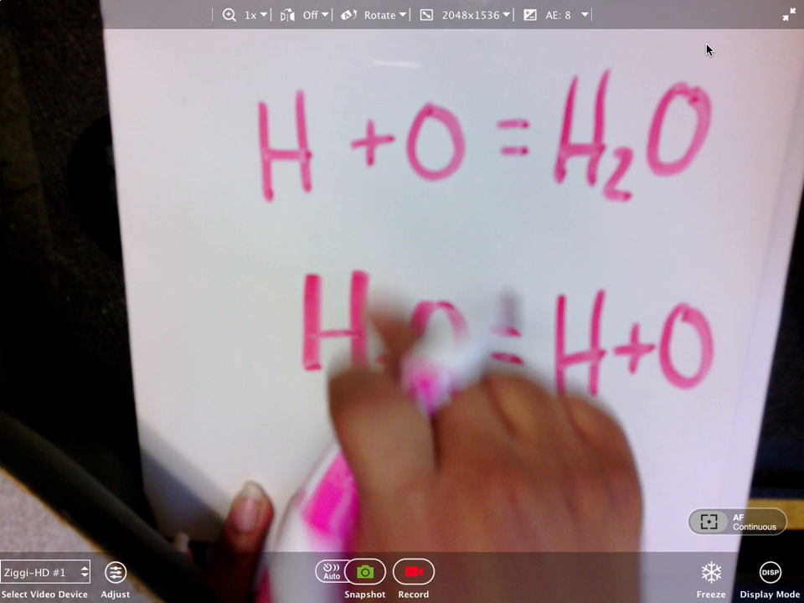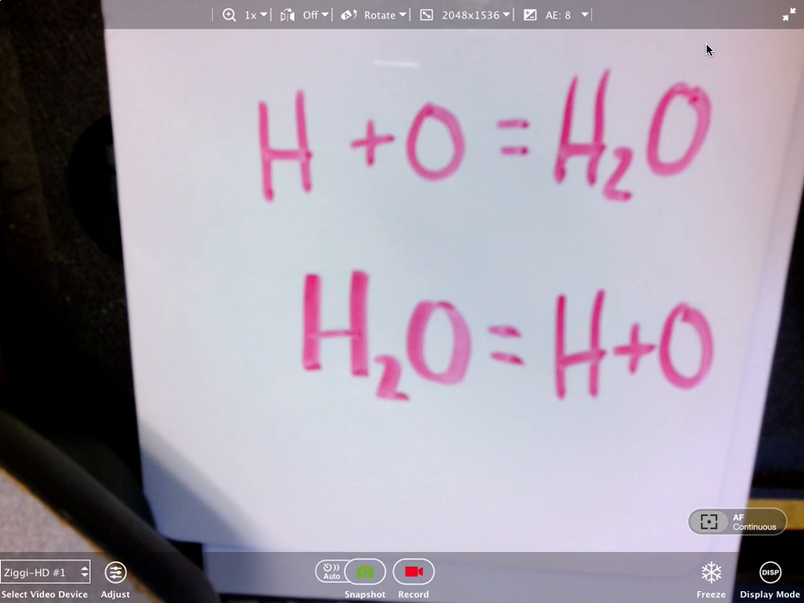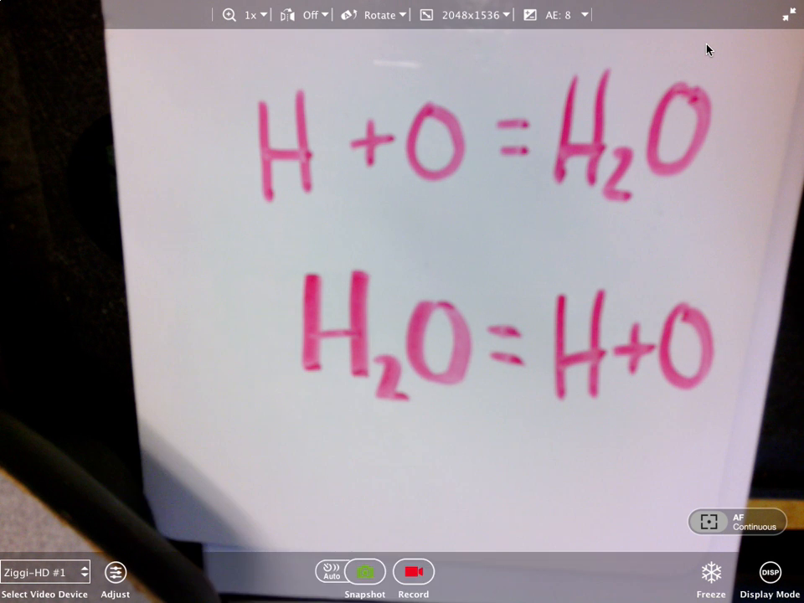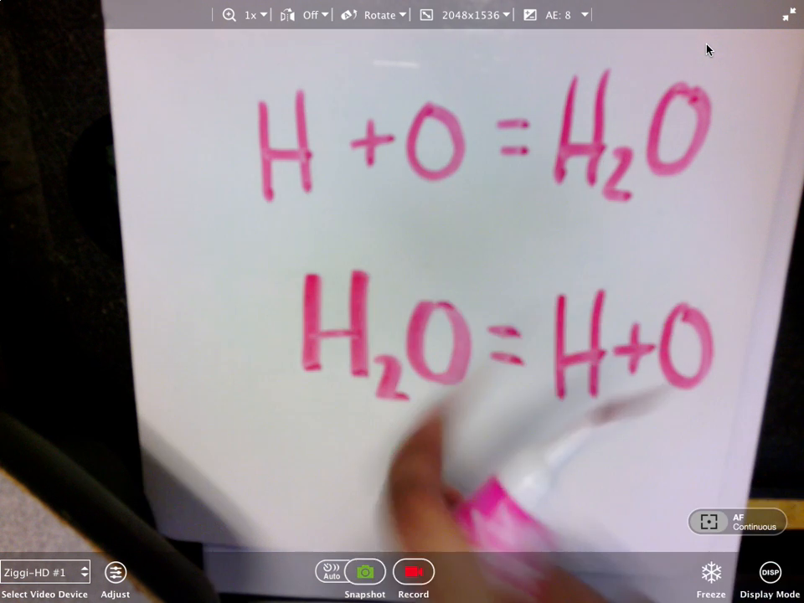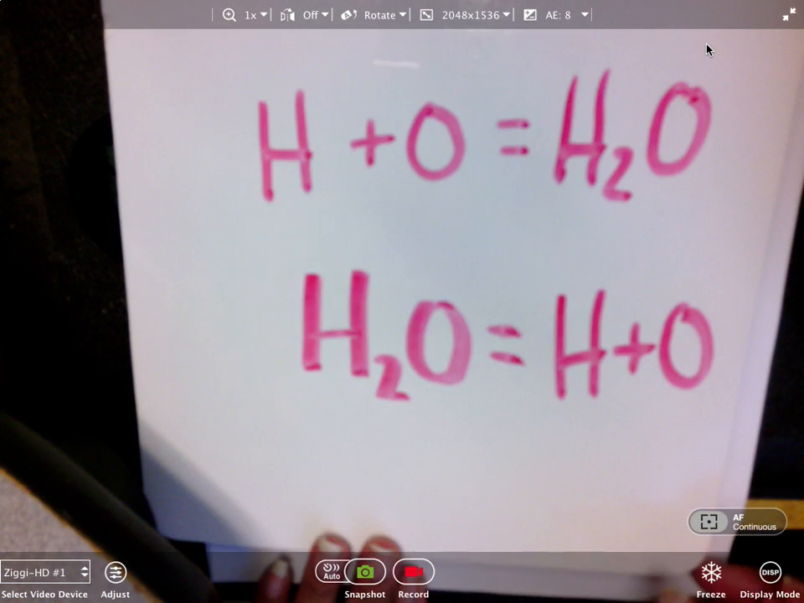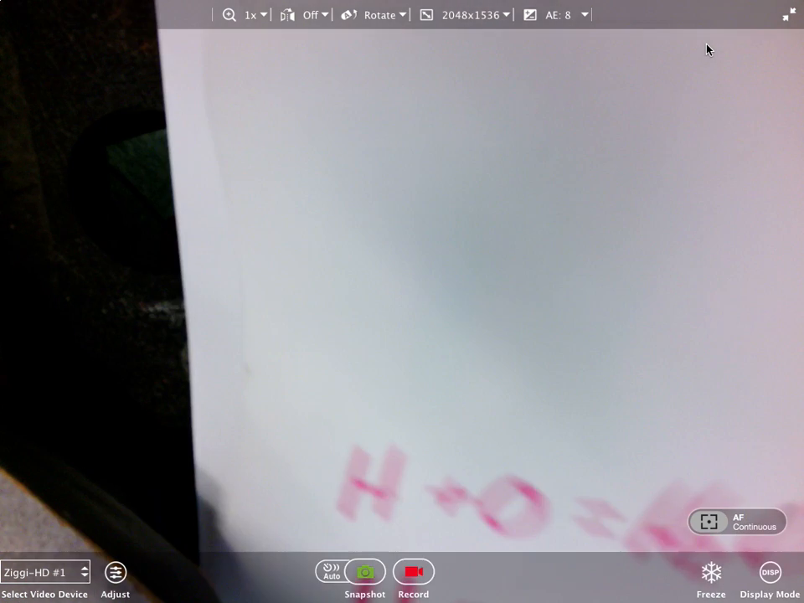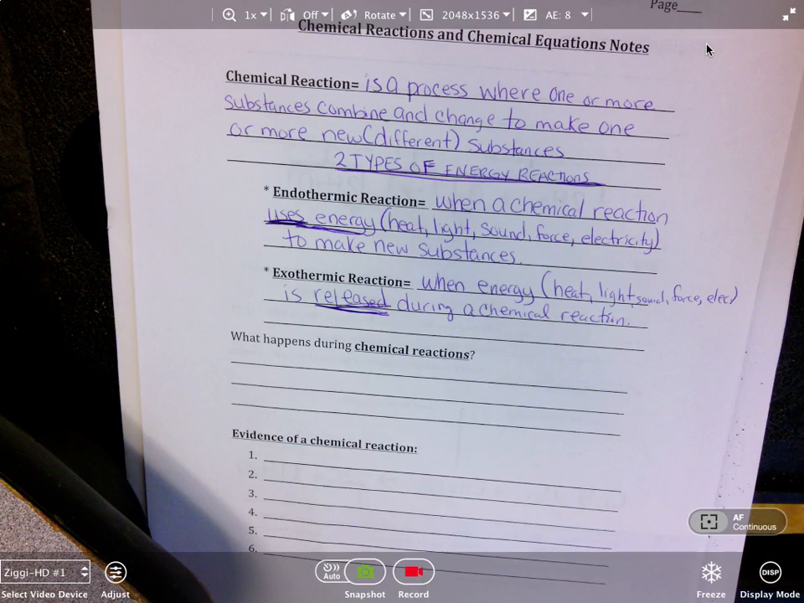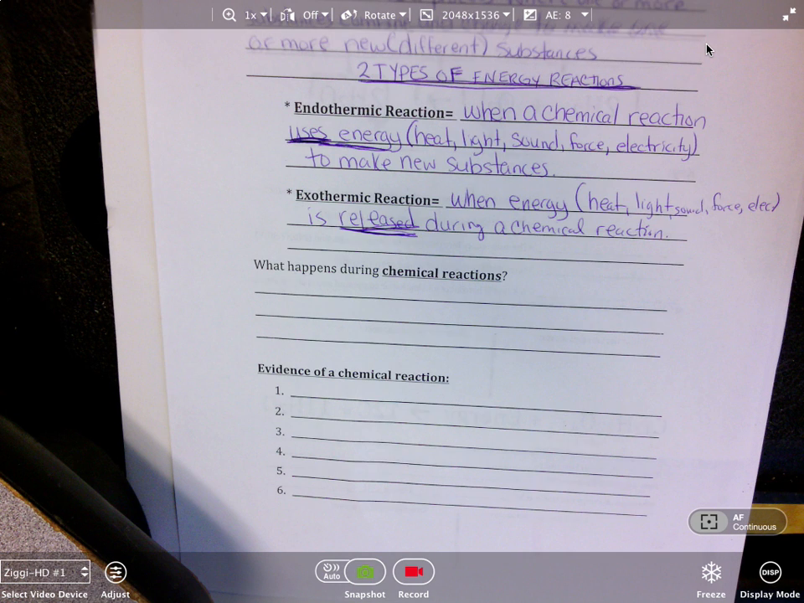Are these both chemical reactions? Yes. Patrick. And why are they chemical reactions? Something new was formed. So when we look back at our paper, your question on your paper says, what happens during chemical reactions? What just happened, though? What happened with those bonds? They break and they combine.